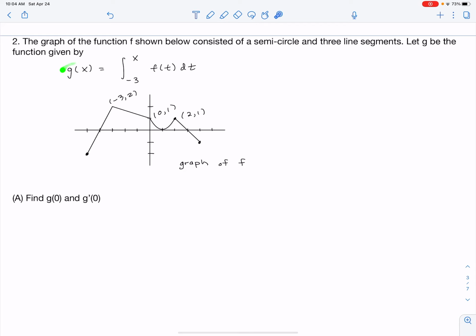Then we are told that we have this g of x function equal to the definite integral of f of this function right here. So just be aware of what that represents.